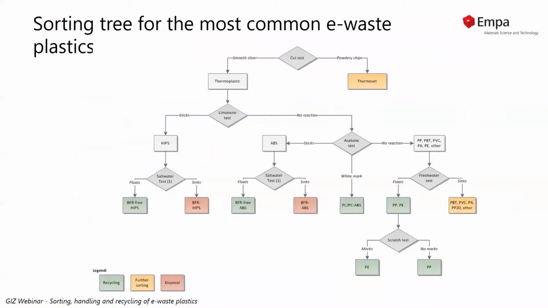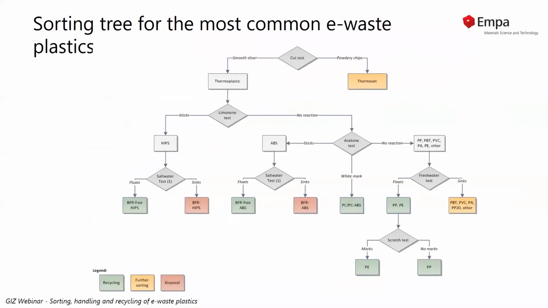And for those of you who are interested, this is what we call a sorting tree that we have developed to separate the most common e-waste plastics that you can find. You start at the top with something we call a cut test that just helps you to decide whether a plastic actually melts when you heat it up, or whether it will be powdery, chippy, and will not melt when you heat it up.